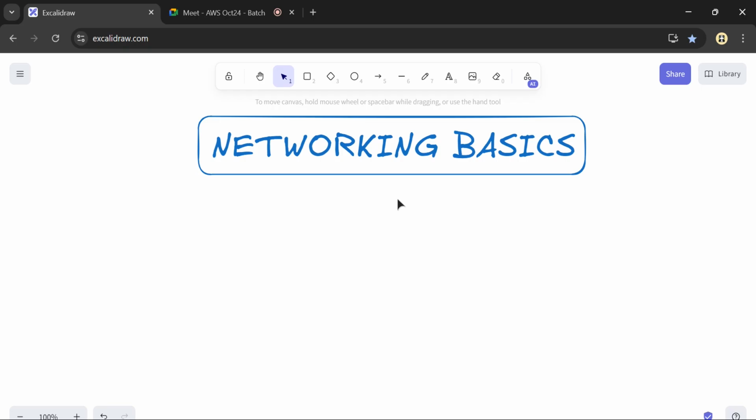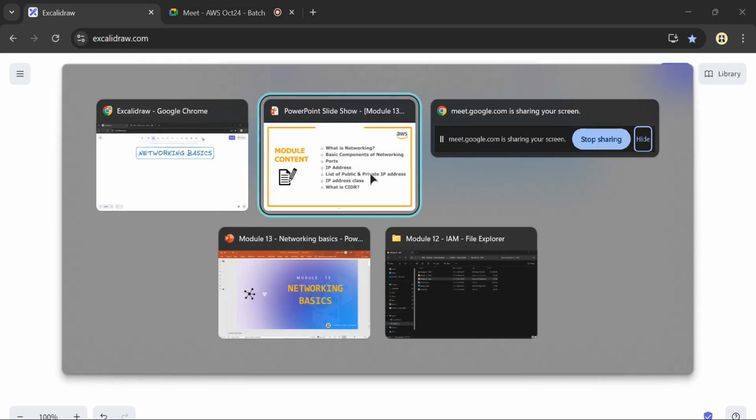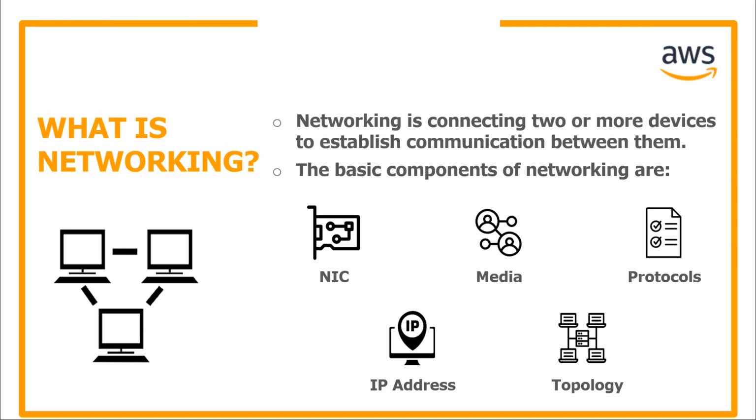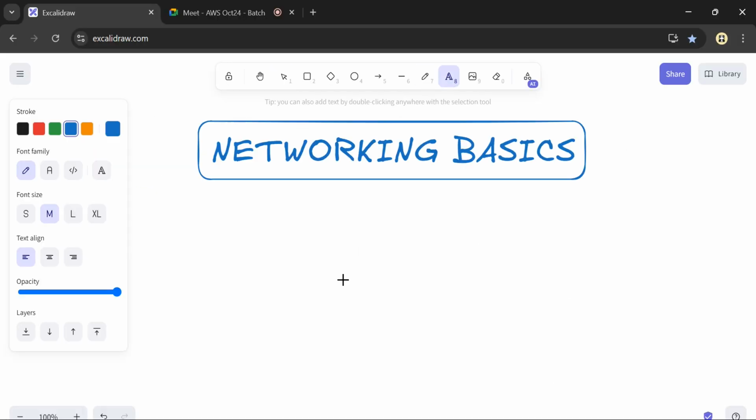Then we need to understand what are ports, what are ephemeral ports, and all these terms we should be aware of before moving ahead to VPC. So that is the reason why we need to understand the basics of networking, and that is what we are going to discuss today. So let us understand, what do you mean by networking?